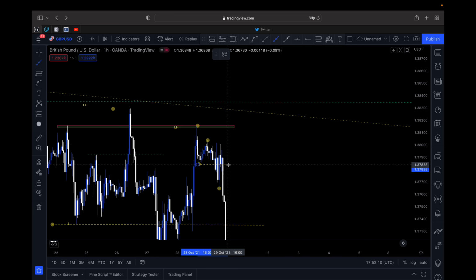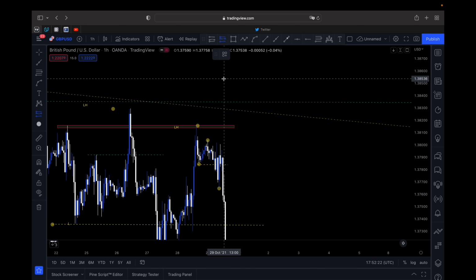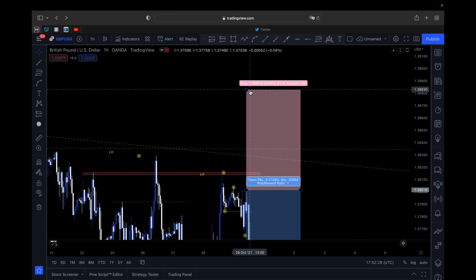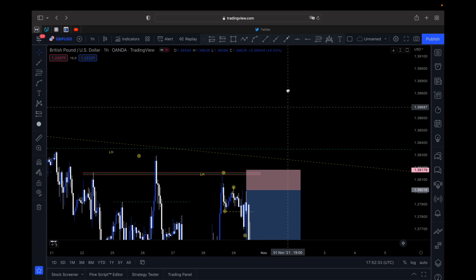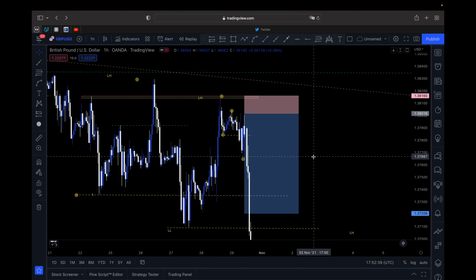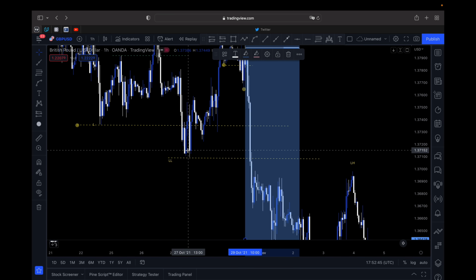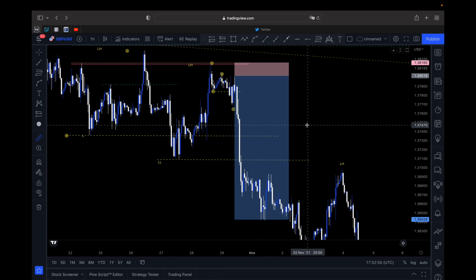All I have to do is wait for a pullback upward to take my entry, and that was what price did. Price pulled back up to this level here, and this is where I take my entry and set my stop loss above this high, just a little bit above for spread. And what happened after then? It went on to create a new low. You see the impulsive movement downward.